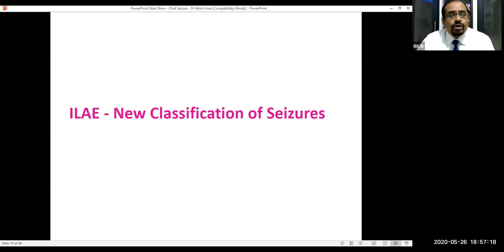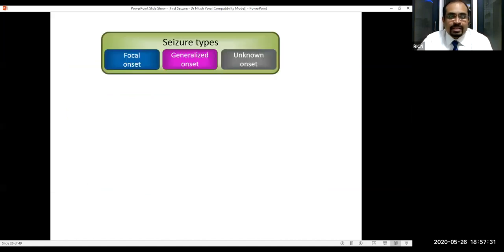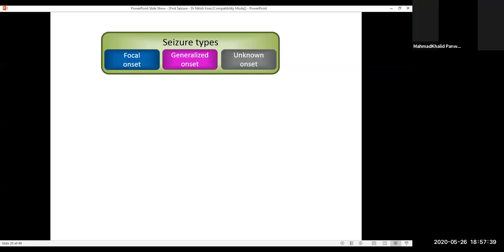Now, pausing here for the ILAE new classification of seizures, Dr. Udani sir is going to take it in much detail tomorrow, but for our brief purpose here, we need to know what are generalized seizures, what is focal seizure, and then we can start appropriate medication. This is the ILAE classification. Think whether the seizure type is focal onset or generalized onset. Sometimes you are not sure to start with.